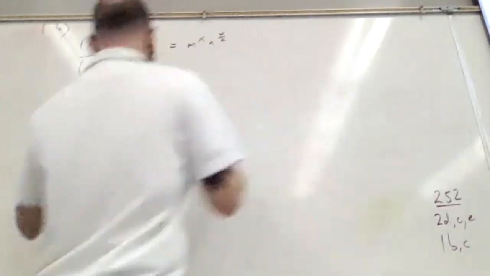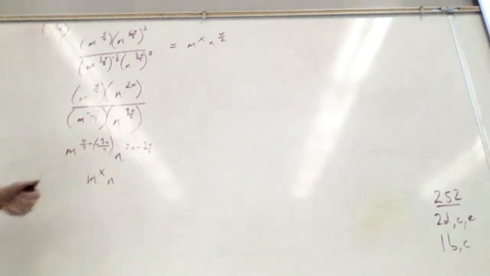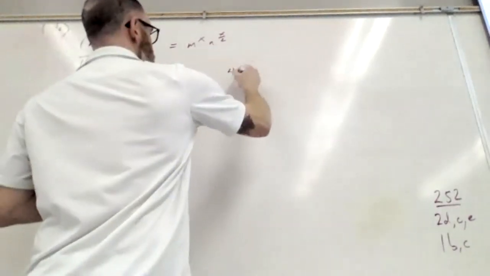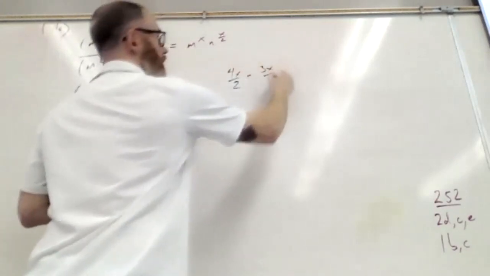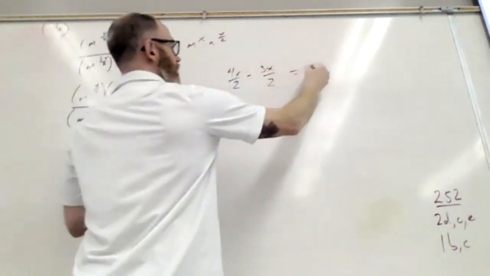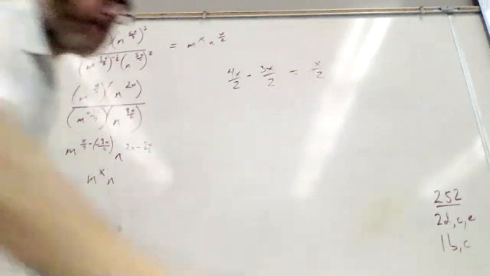Anyways, so 2x minus 3x over 2. We need a common denominator. So 4x over 2, oh, that's a rich brown, minus 3x over 2. That would equal, surprise, surprise, x over 2.